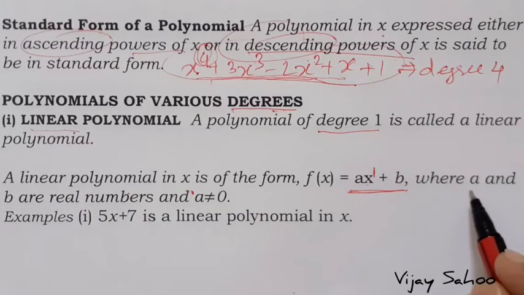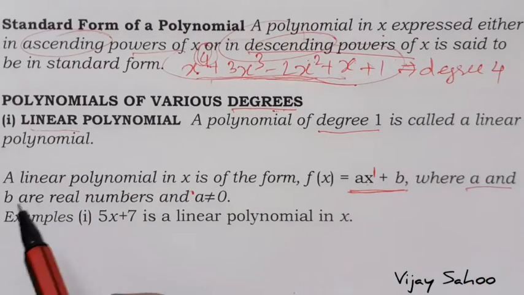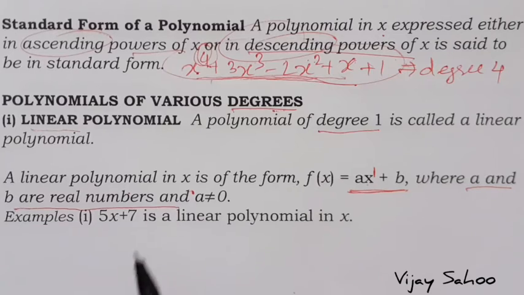Here a condition is very important: a and b are real numbers. Real numbers means what? It includes rational and irrational numbers. You can see the first video of chapter number 1, in which I have already explained which numbers belong to the real numbers.